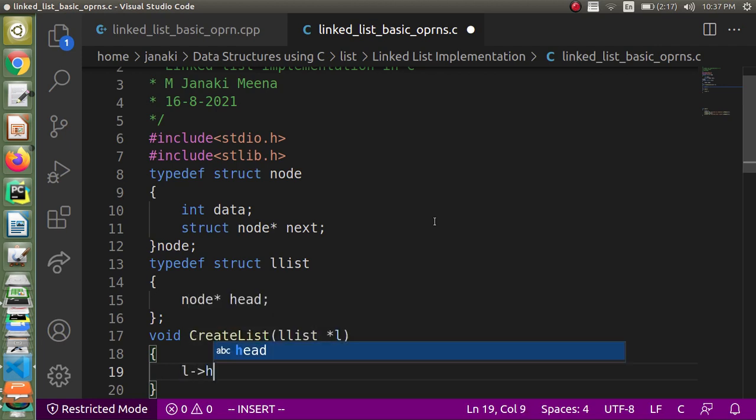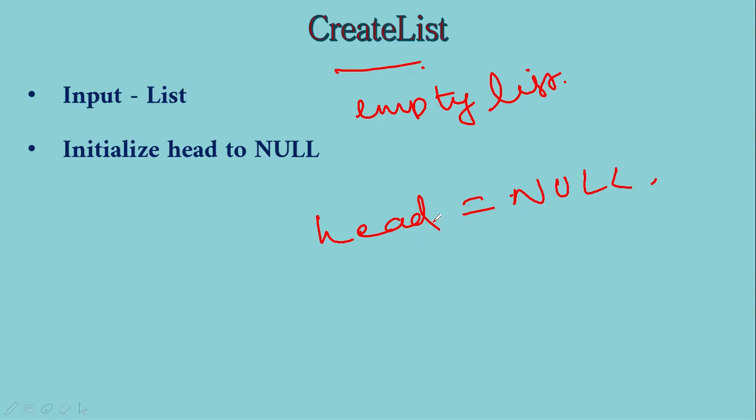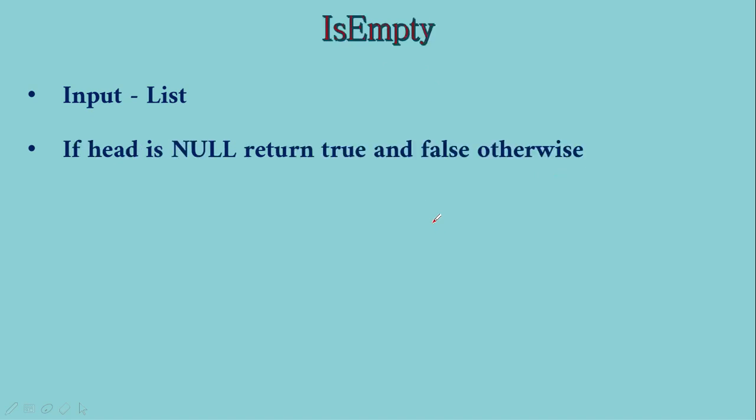So let us write L head equal to null. We are initializing to null. Okay, so your create list is done. Our next function is the IsEmpty function. The input taken will be the list which should be checked for emptiness. How will we tell that the list is empty? If its head is null, then we will say it is empty, and not empty otherwise.